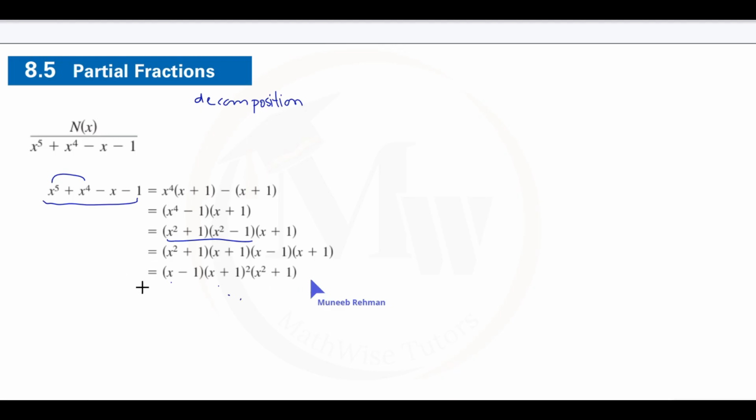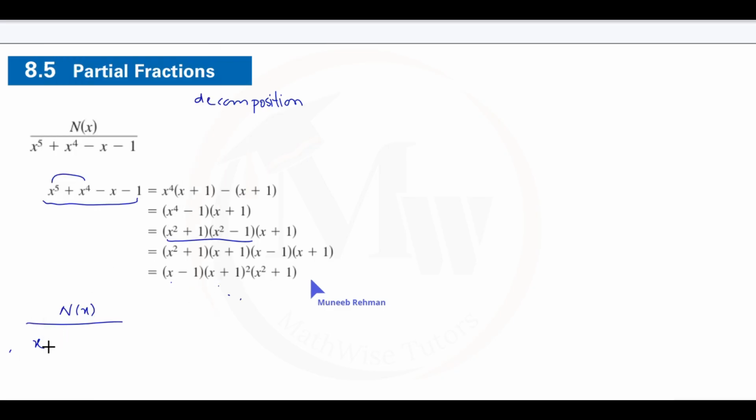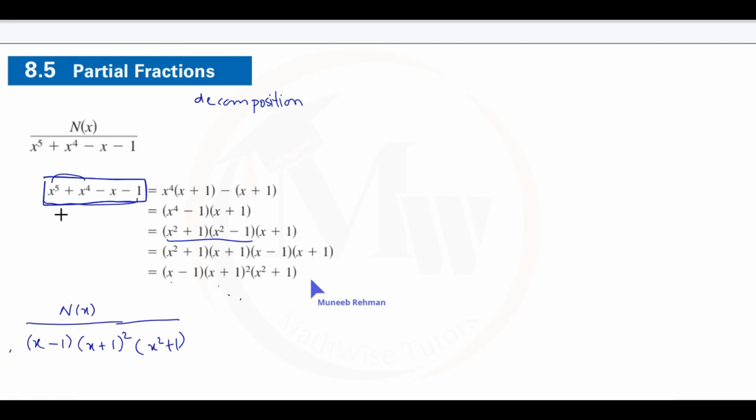After making the factors, we actually want to decompose this whole fraction. This gives us the idea of how to break the term. How? The numerator stays as it is, we will not change it, but in the denominator we now write these factors instead of this polynomial. So it becomes x minus 1, x plus 1 squared, and x^2 plus 1, because we found these factors from this polynomial. That's why instead of this polynomial we now replace it with the factors.